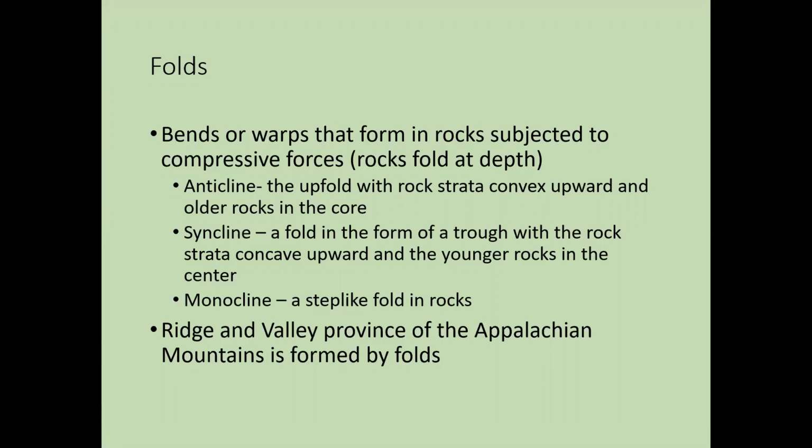So these warps that show up in the rocks have names. If it's an up warp, it's an anticline. If it's a down warp, it's a syncline. A monocline is like a step-like fold. So there are all sorts of derivatives of these. I won't bore you to death with all of them. I just want you, as you're driving the highways and byways of the world, to look for these things. The ridge and valley where I'm from in the Appalachian Mountains is there because of folding.